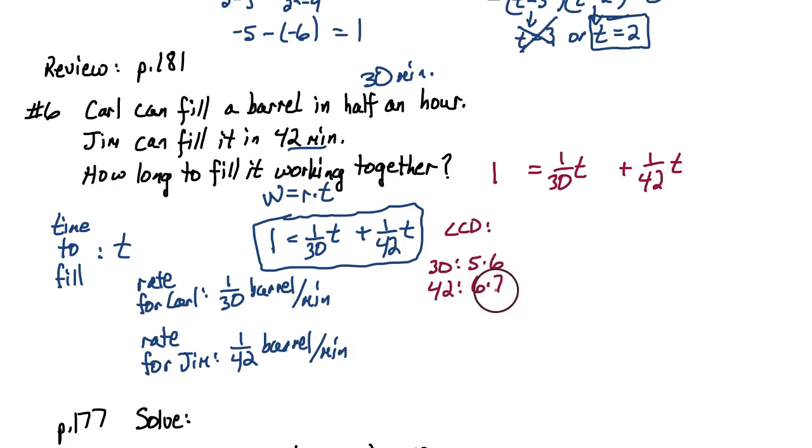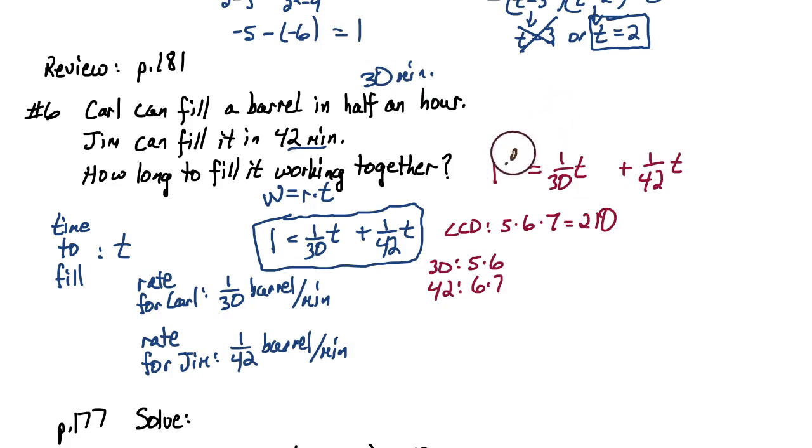So our LCD must have every factor from the 30 along with every other factor from the 42. So it must have the 5 times 6, which comes from 30, and an additional 7 because 42 also has a factor of 7 along with the 6. 5 times 6 times 7 is the number 210. This process helped us to find out the LCD.